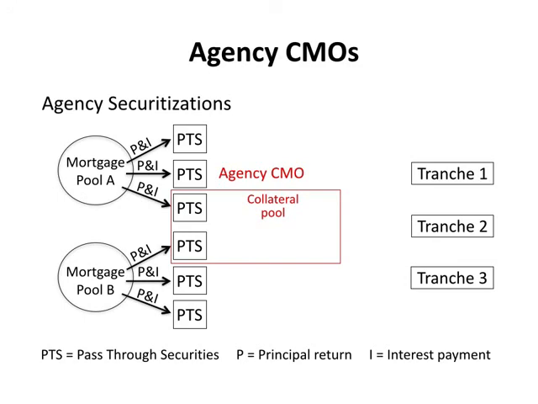Most agency CMOs will be based on multiple pass-through securities that represent partial interest in different pools of mortgages. The diagram reflects the purchase of pass-through securities from two different agency securitizations, one based on mortgage pool A, the other based on mortgage pool B. The monies available for distribution to investors in the CMO are the principal and interest collected on the collateral, the pass-through securities that were acquired to create the collateral pool for the CMO.